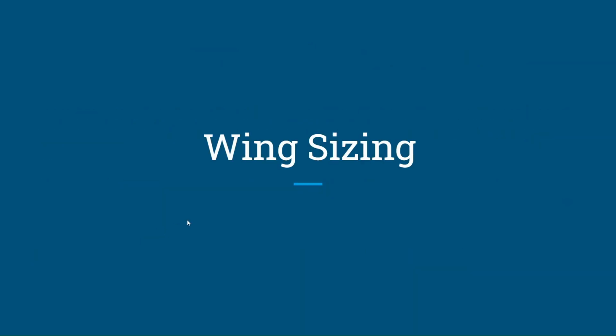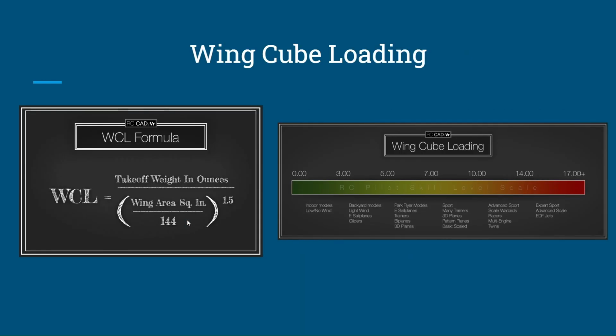First, we're going to do wing sizing. That's what you always start with. So let's talk about wing cube loading. This is our first decision parameter, because we're going to look at the chart on the right and just pick a number. But first, let's talk about what wing cube loading is.